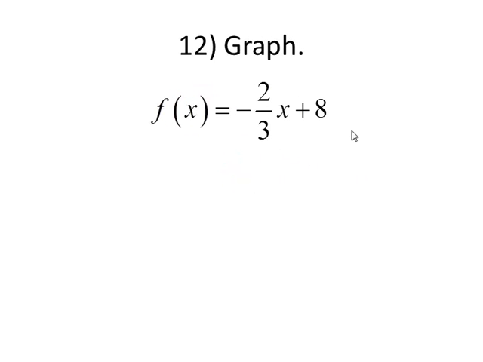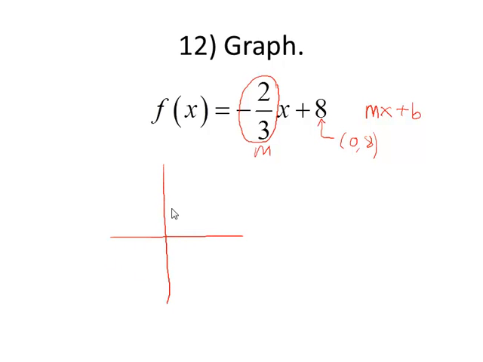Graphing linear functions: remember that a linear function, f of x, is of the form mx plus b, so we know that the slope of this line is negative 2/3, and we know that the y-intercept will be at 0, 8. So a real quick sketch of the graph. 1, 2, 3, 4, 5, 6, 7, 8. Let me just move over 3 for now.